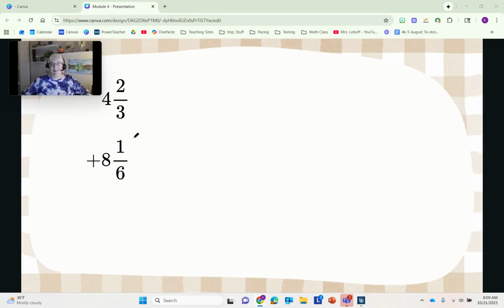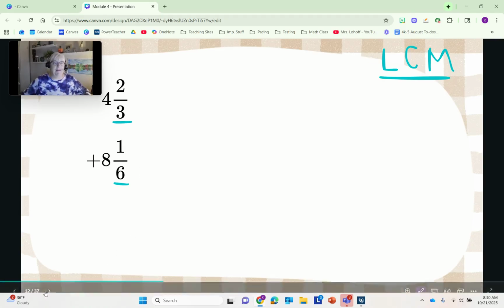Now, last time we added mixed numbers where the denominator, or the bottom number of the fraction, was the same. This time, if you look, that's always the first thing I check. They're not the same. So we have to find that least common multiple. Yep, it's back! Between 3 and 6. Maybe you have one in your mind. Go ahead and pause, write it down, and then see if we come up with the same least common multiple. If you don't know how to do it, let's work on that together.